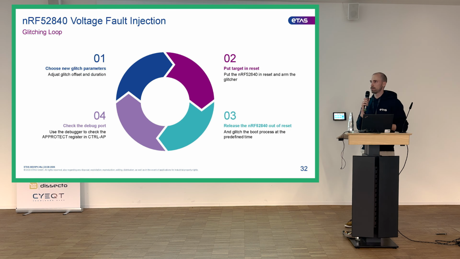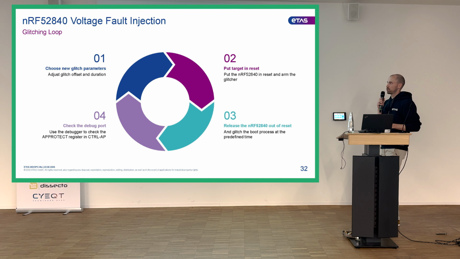So before we come to the demo, what do we want to do? So this is a loop. We basically want to brute force the right point in time and the right size of our glitch. And we do that in a loop until we find one that works.